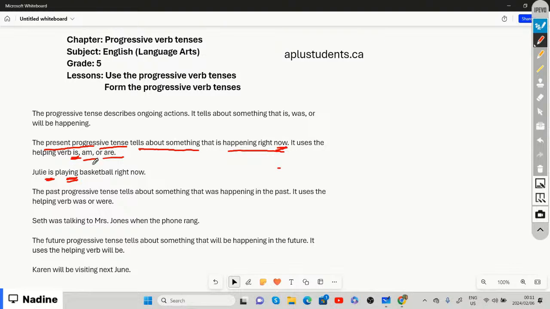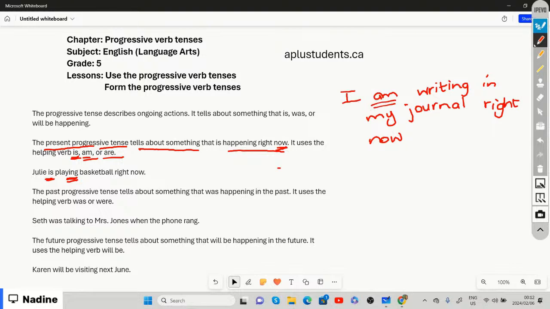If we use the word am, then we can say I am writing in my journal right now. That is how we use the word am. I am.